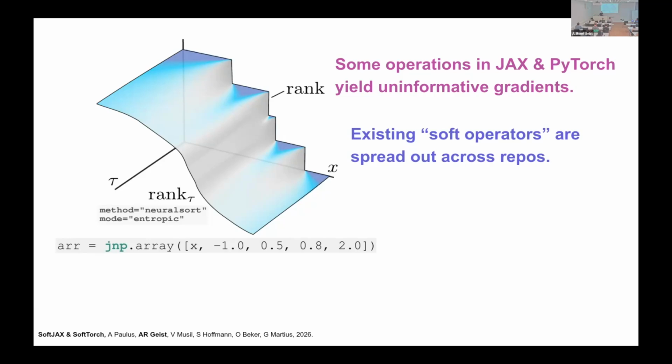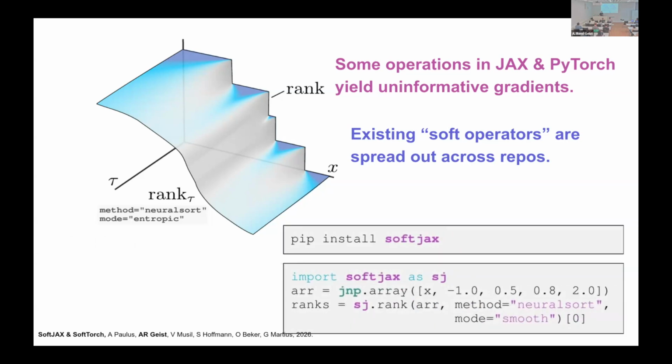So, for example, in this function you have an array with different entries. Your first entry we call x, we can vary it, we give it to the rank function, and what we would like is a soft approximation. In SoftJAX, what you do is you pip install the SoftJAX library, you replace the JAX rank operator with SoftJAX rank. And then optionally, you can decide on a method you want to use, which algorithm, and then what kind of regularization or projection mode. In this case, for example, the smooth projection.